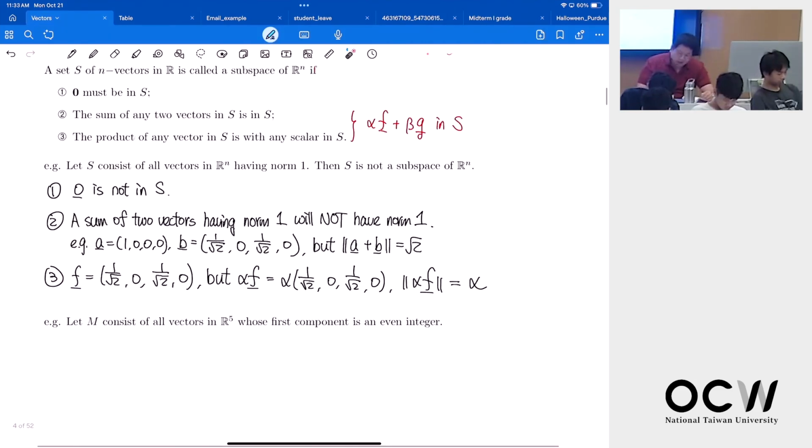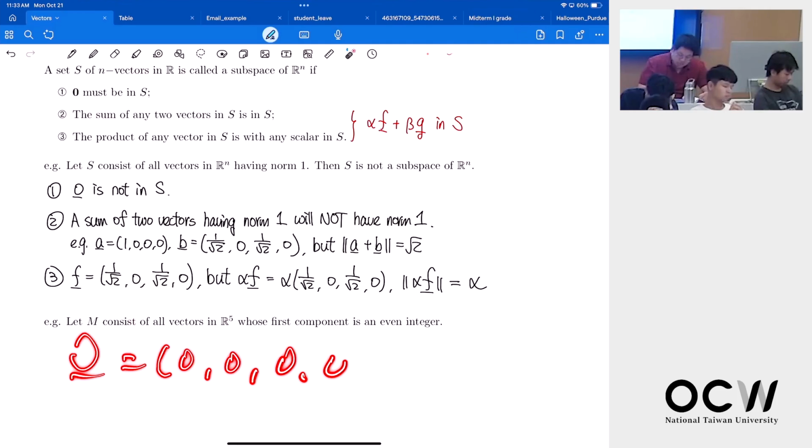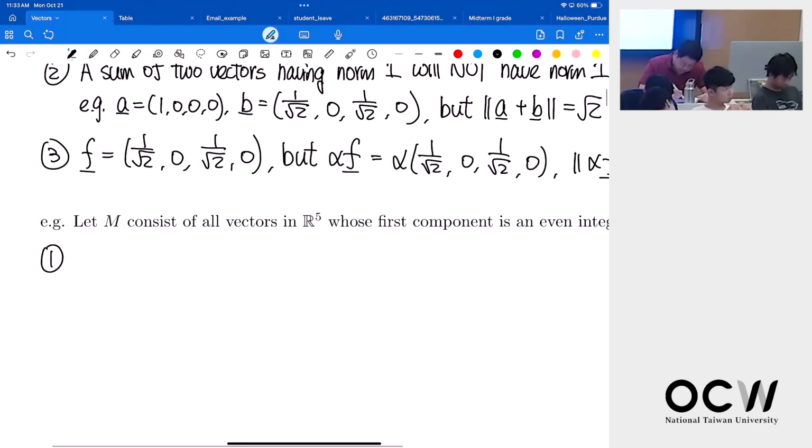We also need to check 0. First, 0 should be in M. So the first component is an even integer. For the 0 vector, the first component is even. Okay, 0 is an even integer. So the first one is correct. So 0 is in the set M.